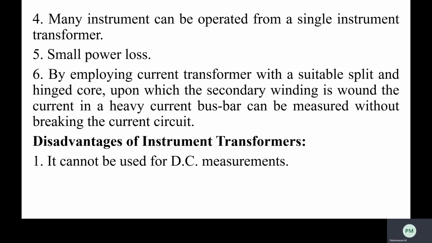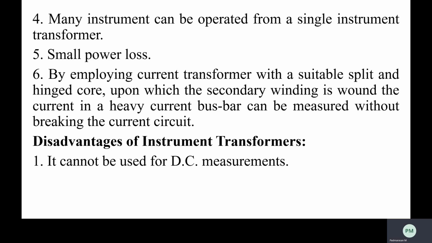Next, many instruments can be operated from a single instrument transformer. So by using this single instrument transformer, many instruments or more instruments can be operated. This is the fourth advantage. And the fifth advantage is small power loss. The power loss in the instrument transformer is very low.